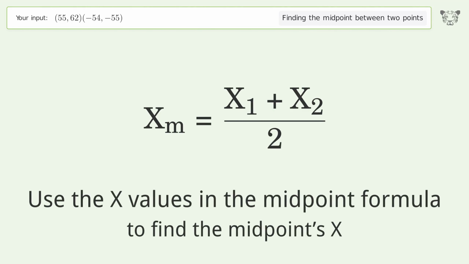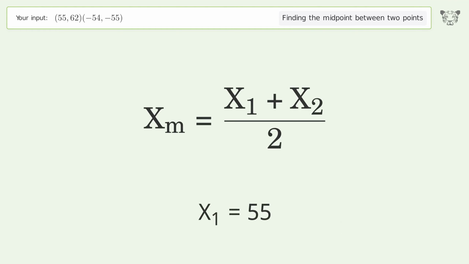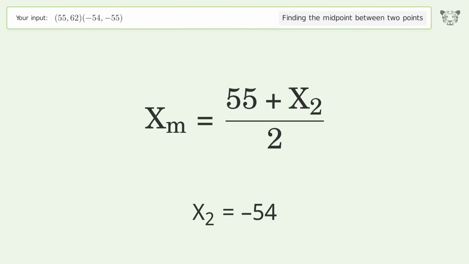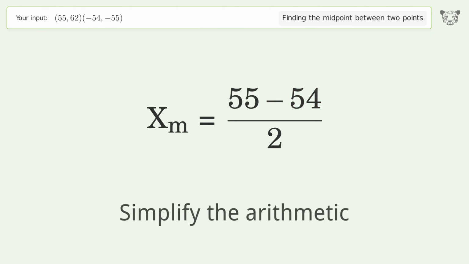Use the x values in the midpoint formula to find the midpoint's x. x1 equals 55. x2 equals negative 54. Simplify the arithmetic.